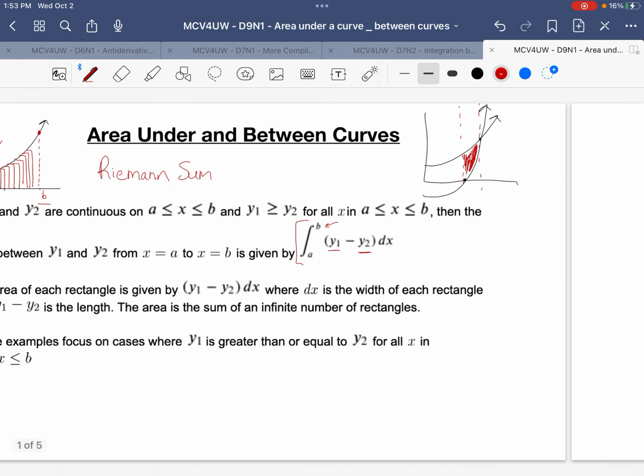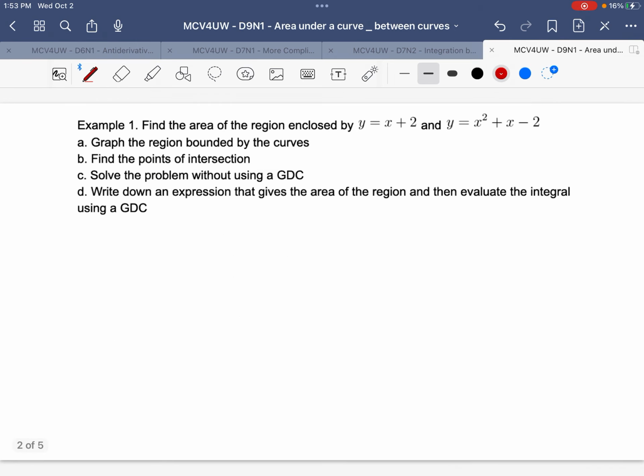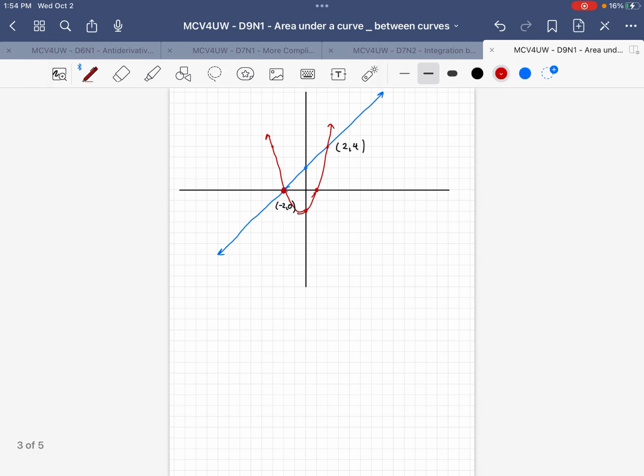Let's see how that works with two functions like this. So we have y equals x plus 2, and we have y equals x squared plus x minus 2. And we want to try to find the area between the two curves. So the first thing we're going to do is graph this function and find the points of intersection. Now, just for time, we know how to do this. We could graph a straight line and a parabola. We can find where they intersect. I have it graphed already here. So here are my two functions. My parabola is in red, the linear function is in blue.